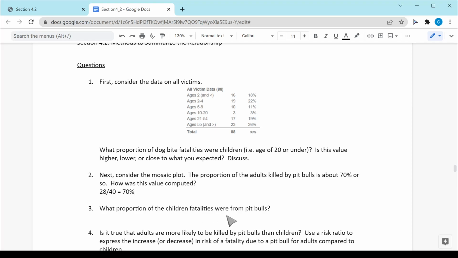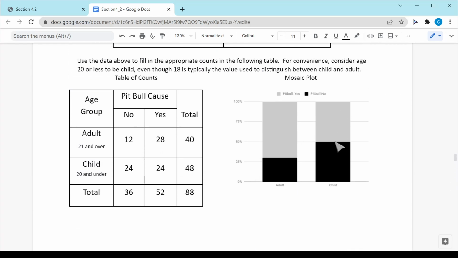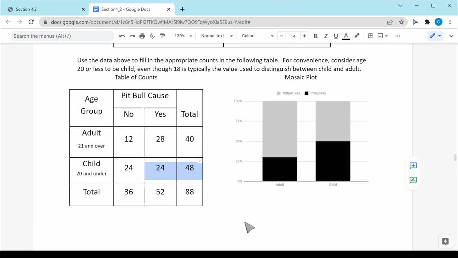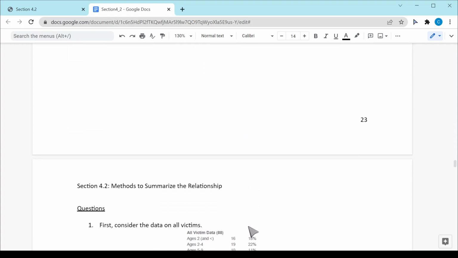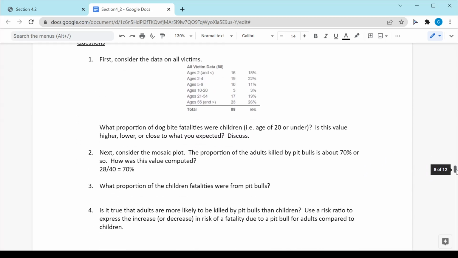What proportion of the children were killed from pit bulls? So how I would compute that would just be this box here. That's going to be child pit bulls, so that's 24 out of the 48, which is just half of them. Okay, so the math there would be 24 divided by the 48, which is just the 50%.